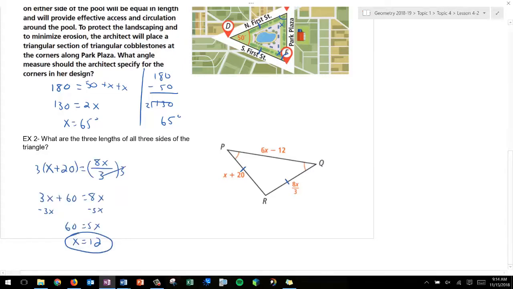All right, welcome back in. So as you see here, I solved it out by setting them equal and then multiplying through by those threes. I ended up with x equals 12.